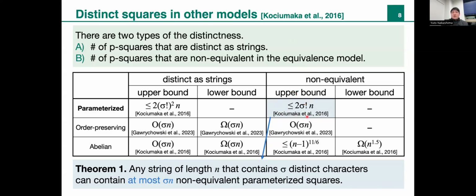Kashima et al. showed a 2 times sigma factorial times n upper bound for non-equivalent parameterized squares. We show that any string of length n that contains sigma distinct characters can contain at most sigma times n non-equivalent parameterized squares. So this is a dramatic improvement.